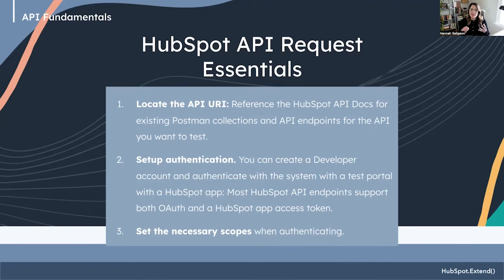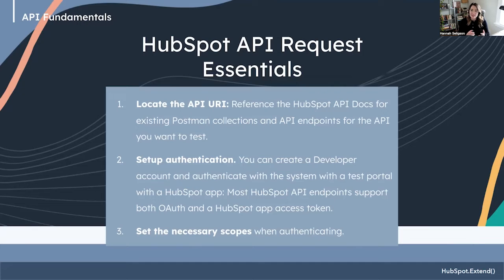Okay, when you begin testing HubSpot APIs, you first need to identify which API you want to test. Then you need to identify what the URI is that you want to request data from. This can be identified within the HubSpot API documentation, where you can reference the API endpoints. Next, you can create a developer account to authenticate your Postman request. However, this step is not a requirement, but it's definitely a quick way to get started testing our APIs.